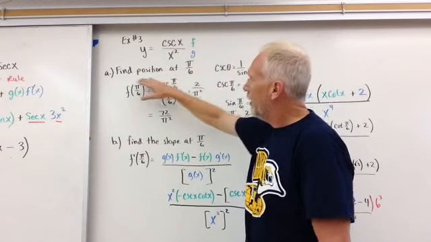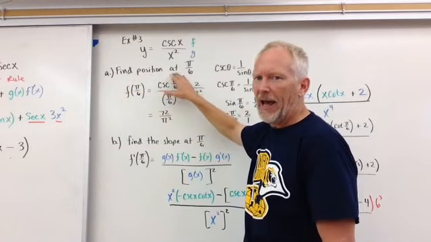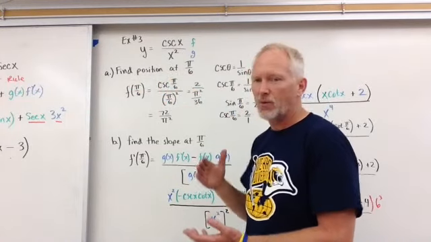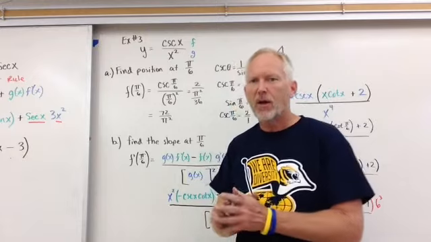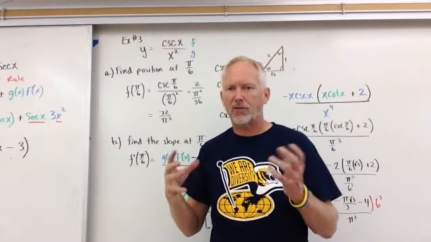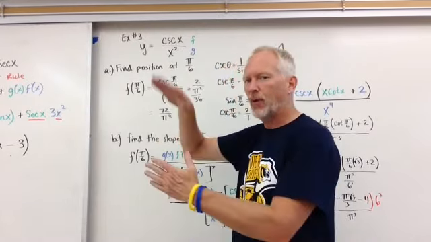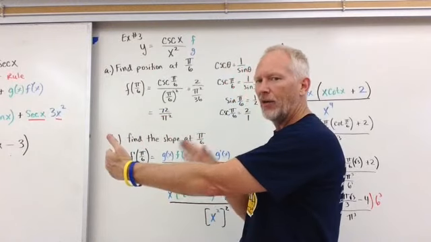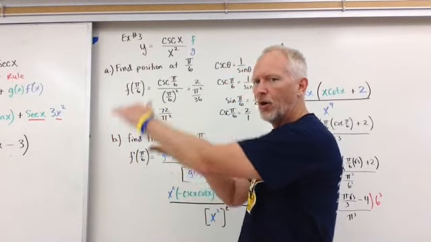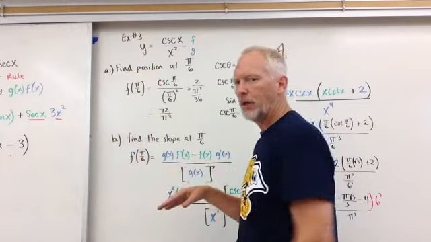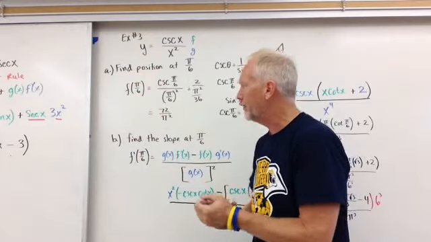Now, it says find the position at pi over 6. So that means I've got to initially plug in pi over 6 for all my x's. It's just like if we have a curve and my angle is pi over 6, my x value, where will that y value be? What's the value going to be?